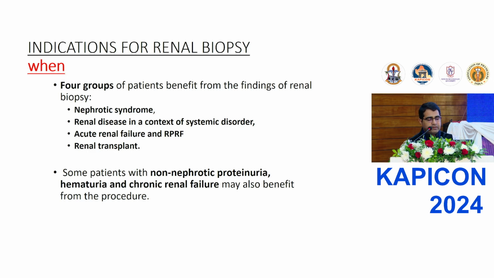And the last subset of population is the renal transplant patient. Any patient who has a renal transplant, in the post-op period, any rise in the creatinine, we would always go for a kidney biopsy to look for any rejections, whether it is cellular rejections or antibody-mediated rejections. Also, some patients with non-nephrotic proteinuria.